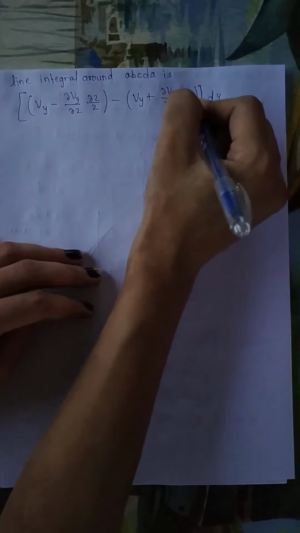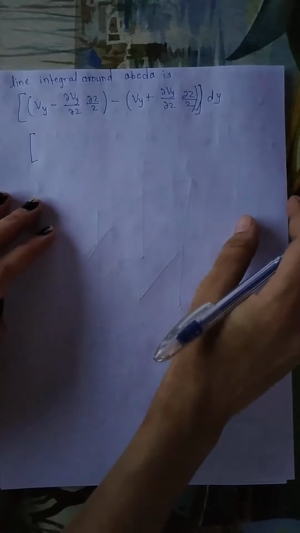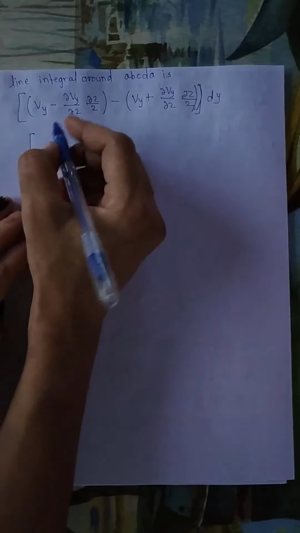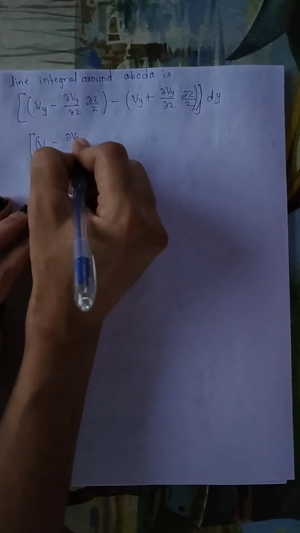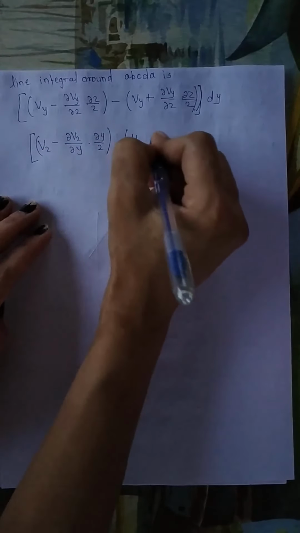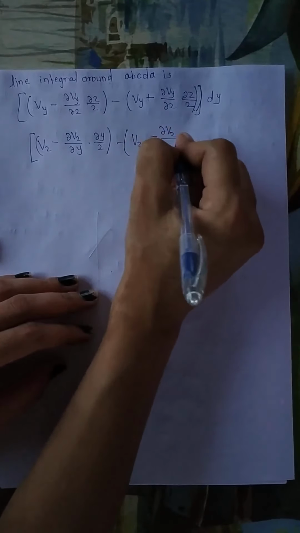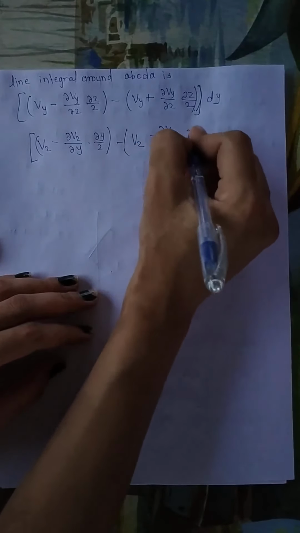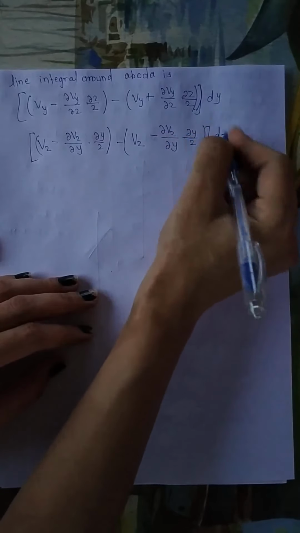And next, the net flux along the z axis is given by Vz plus dou Vz upon dou y dot dou y by 2 minus Vz minus dou Vz upon dou y into dou y by 2, into dz, since these are line integrals.